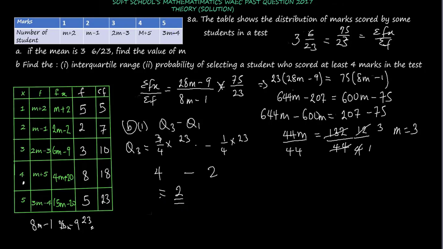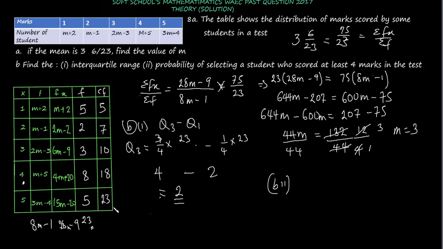Now, again, we have our second question, our B2. Let's do it here. When we want to do our B2, find the probability of selecting a student who scored at least 4 marks. Now, at least is not less than 4. So that means that 4 will be there and 5 will be there.